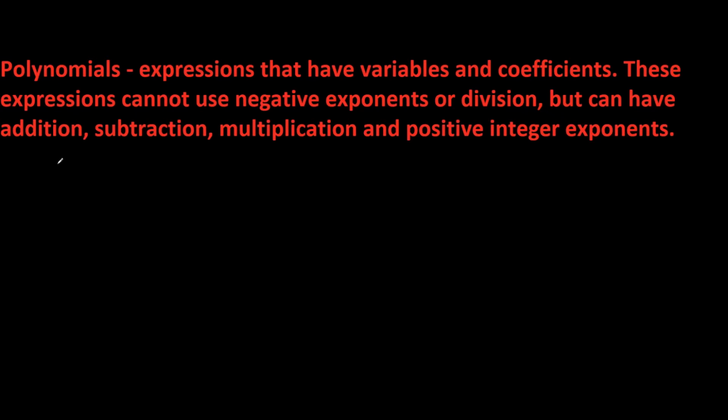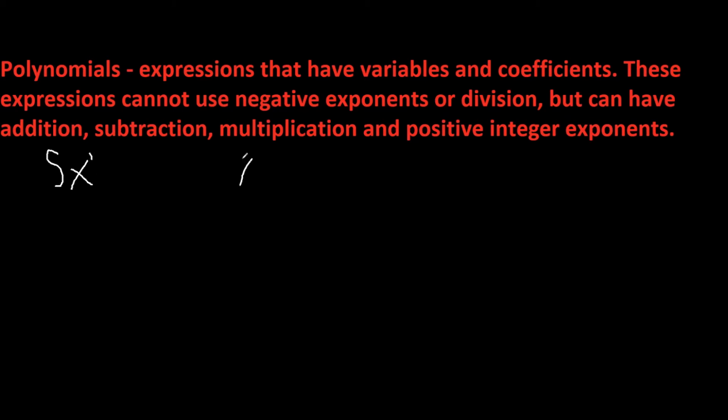Let's say we have something like 5x. So we have this term here, 5x, and this is a polynomial because we have our variable x and coefficient 5, and we're using multiplication. We don't have any negative exponents. Of course, our exponent here is just 1, and we're not using division, it's multiplication. So this is a polynomial.